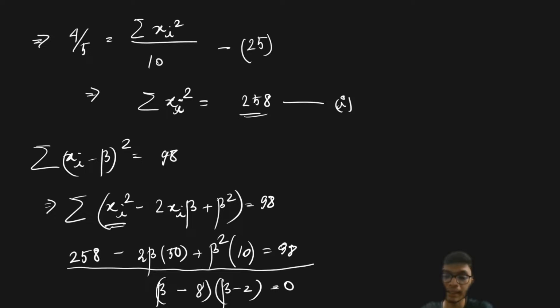So from here, what the question is basically giving is that beta should be greater than 2. So beta equal to 2 is not a solution, therefore your solution for beta is equal to 8, right? So we have the solution for beta equal to 8.